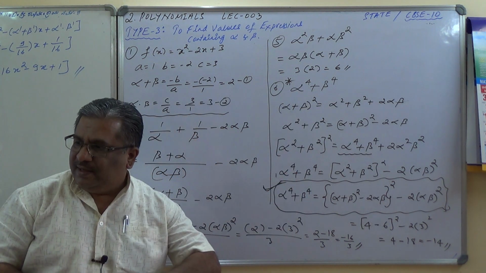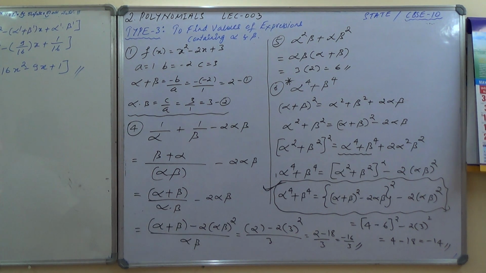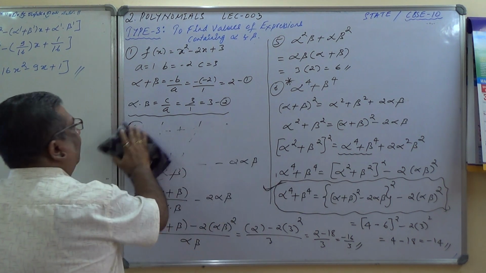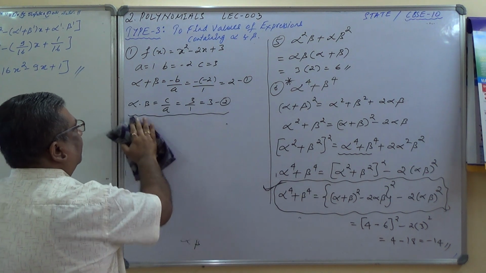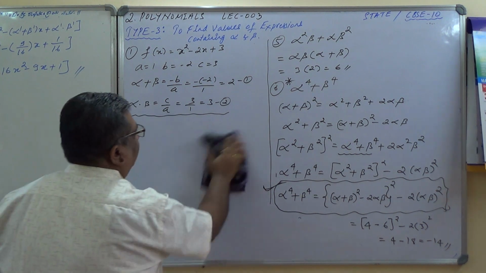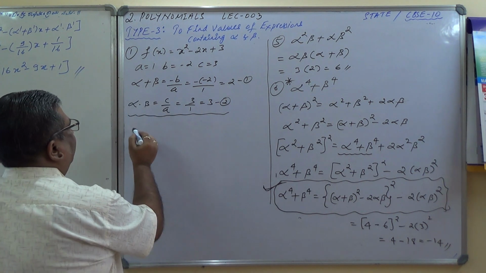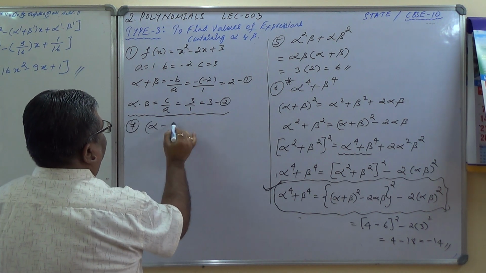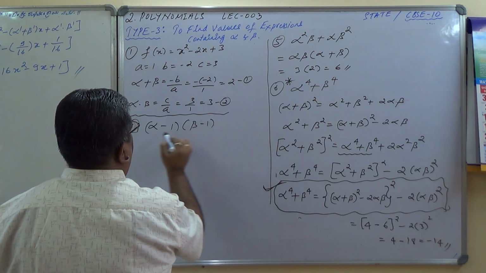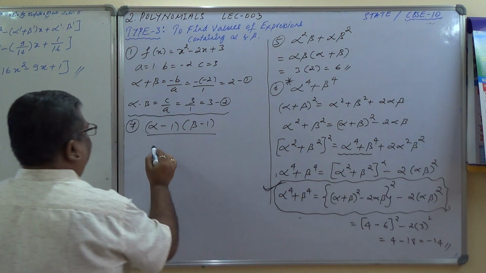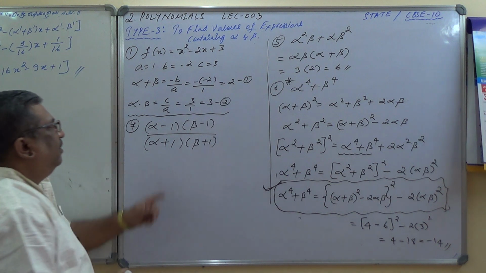Okay. Any other things? One more, last one more thing. Note it down. Let me take one more, the 7th one now. 4th, 5th, 6th and 7th one. Find the value of the 7th one: (alpha minus 1) into (beta minus 1), the whole divided by (alpha plus 1) into (beta plus 1). Do you know the values for this one?